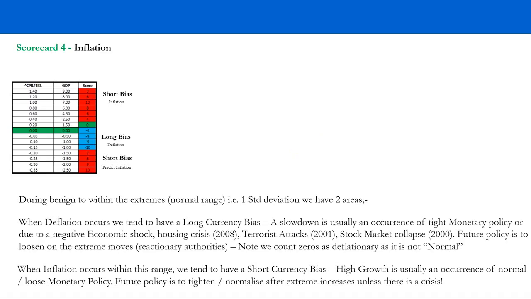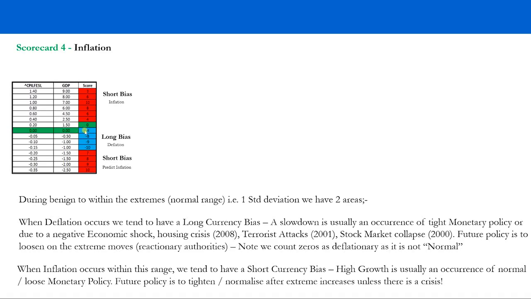And future policy, if deflation gets out of control, is to loosen on the extreme moves. So for example, when we go out of the bound of minus 0.15% and we start to get to these numbers, it's pretty extreme in terms of deflation when compared to history. And we're starting to get indications of negative GDP of below minus 1%. These are the extreme cases in which we know that the Fed is going to act and do whatever it takes. So again, just note how this works on the scale.